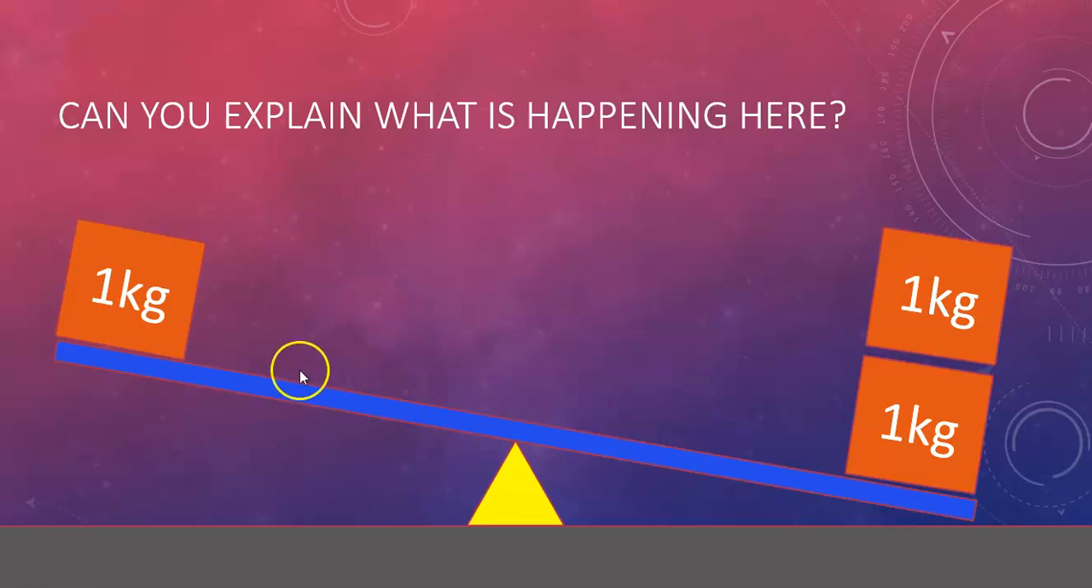In this seesaw, the left-hand side has got 1 orange block, which is equal to 1 kilogram. But this side has got 2 orange blocks. Each orange block weighs 1 kilogram. So the right-hand side has got 1 kilogram plus 1 kilogram is 2 kilograms. 2 kg is heavier than 1 kg. And so the right-hand side of the seesaw has fallen to the ground.